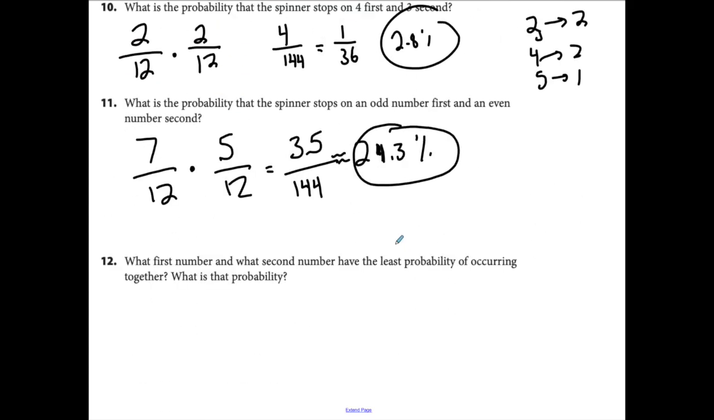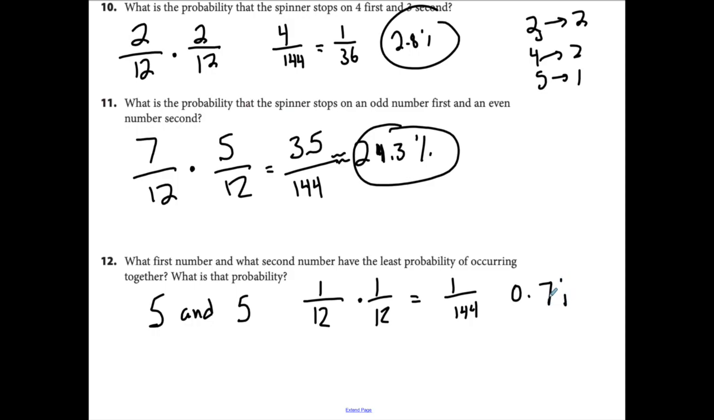So I would say 5 and 5, assuming you're allowed the same number twice, and you get a 1 out of 12 and 1 out of 12, because each time that's the probability, for 1 out of 144, or 0.7%. Okay, so less than 1% chance.